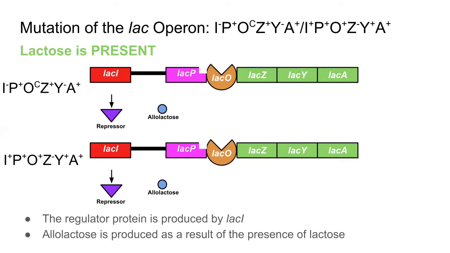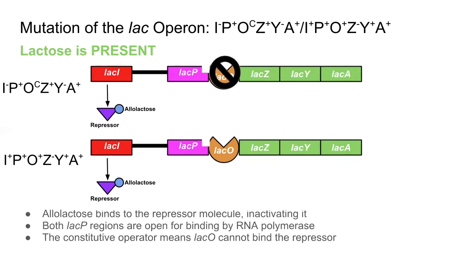Allolactose is also produced here as a result of the presence of lactose. This means that, in both cases, allolactose binds to the repressor and inactivates it. Next, both genotypes have P plus alleles, so both LAC-P regions are open for binding by RNA polymerase. There is also a constitutive operator on the top operon. Here, LAC-O cannot bind the repressor molecule anyway, because the repressor was inactivated by the presence of allolactose.